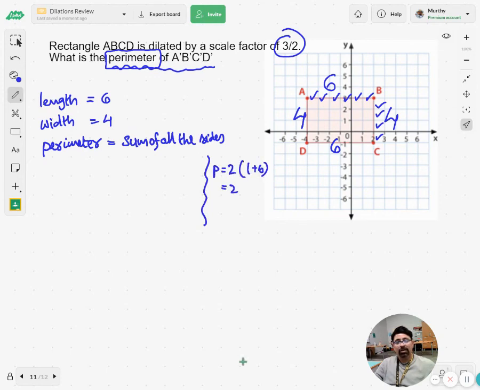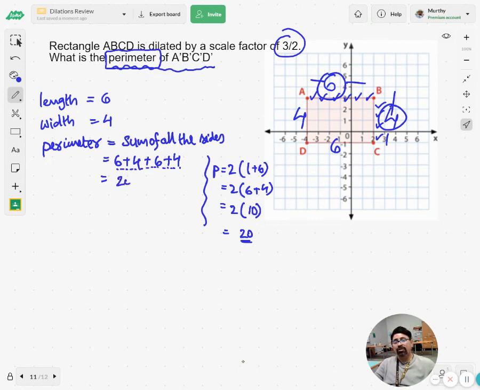So just plug in the values. Length is 6, width is 4, 6 plus 4. We follow PEMDAS. 2 times 10, that gives me 20 units. Or else sum of all the sides, you take 6, 6 here, then 4 here, then 6 plus 4 plus 6 plus 4, that gives me 10 plus 6, 16 plus 4, 20. So either way you get the same result.